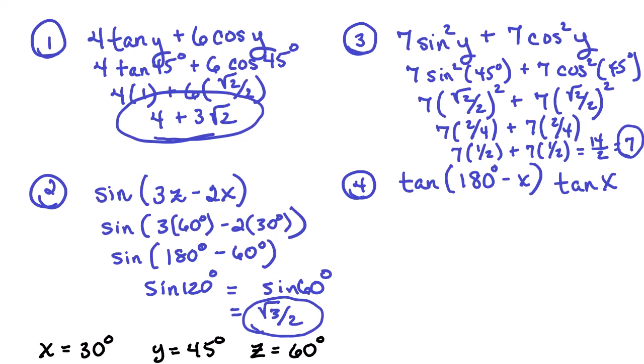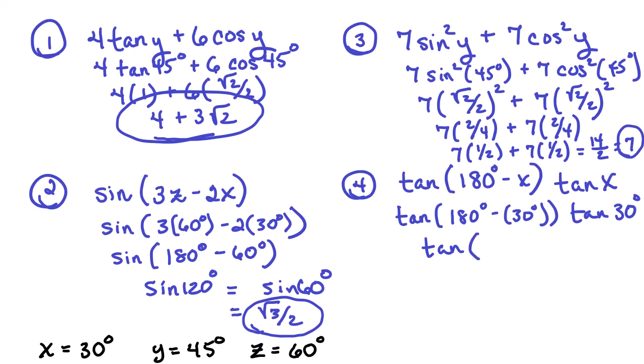Okay, for our last exercise, we have tangent of 180 degrees minus x times tangent of x. So we substitute 30 degrees for each x, and we get tangent of 180 degrees minus 30 degrees times the tangent of 30 degrees. That gives us the tangent of 150 degrees times the tangent of 30 degrees.